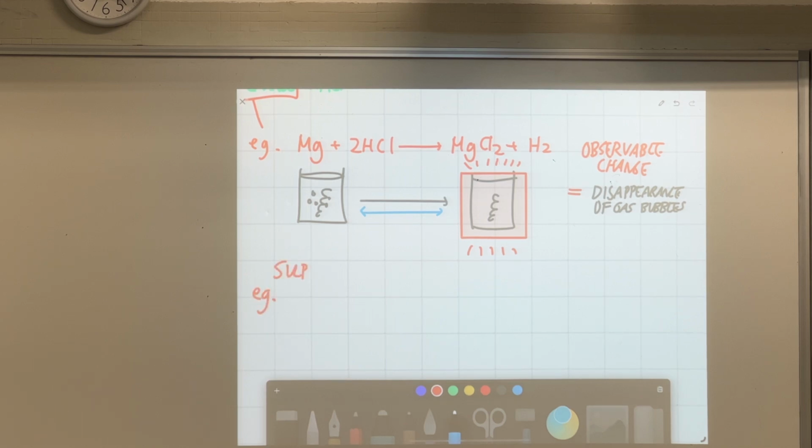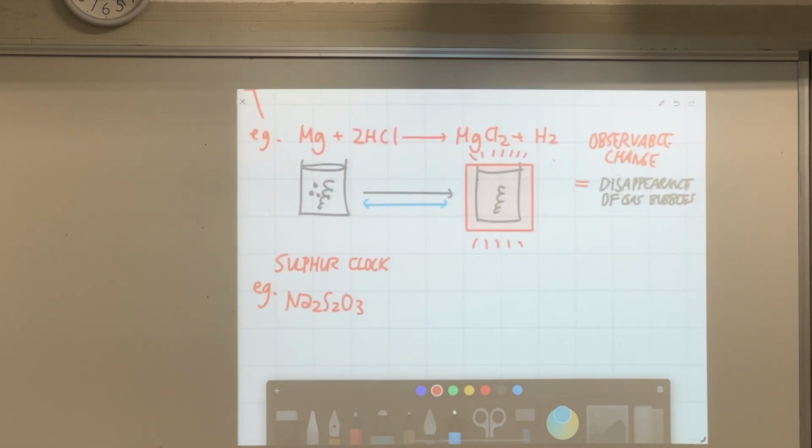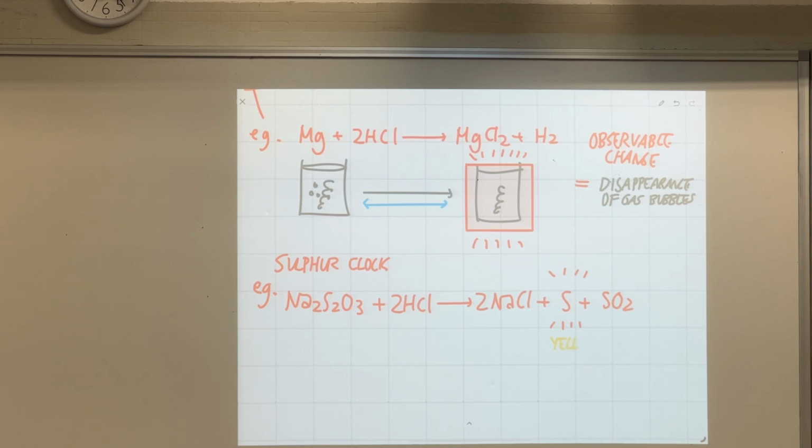In the sulfur clock, you will have this equation that you need to remember: sodium thiosulfate. It's not sulfate, but thiosulfate, so the formula looks a bit unfamiliar. It will react with hydrochloric acid to form sodium chloride, sulfur, and sulfur dioxide. Look at the sulfur. What is the appearance of sulfur? A yellow solid. You must add that it is a yellow solid. And because this is a product, its concentration should rise over time, right?